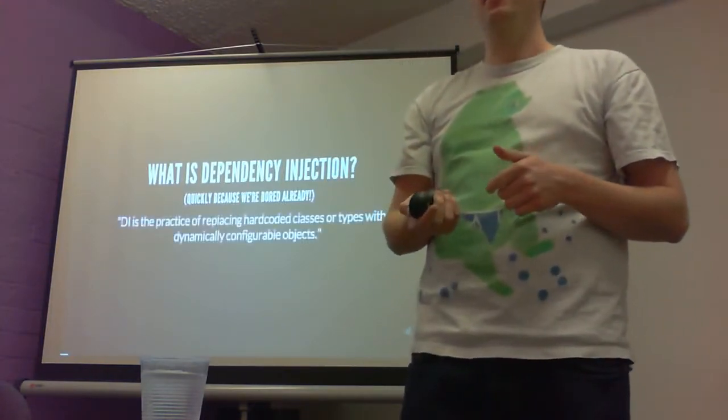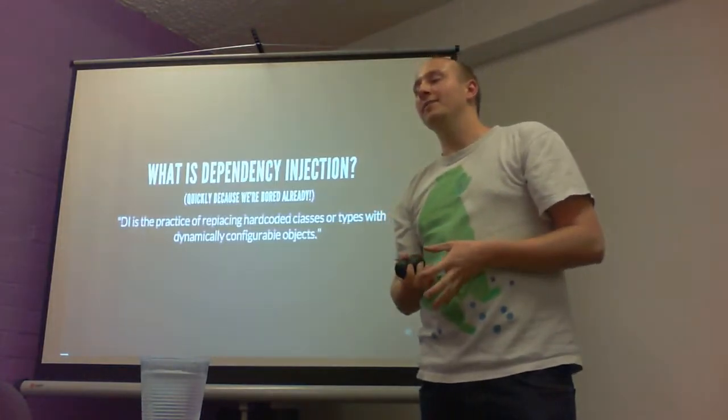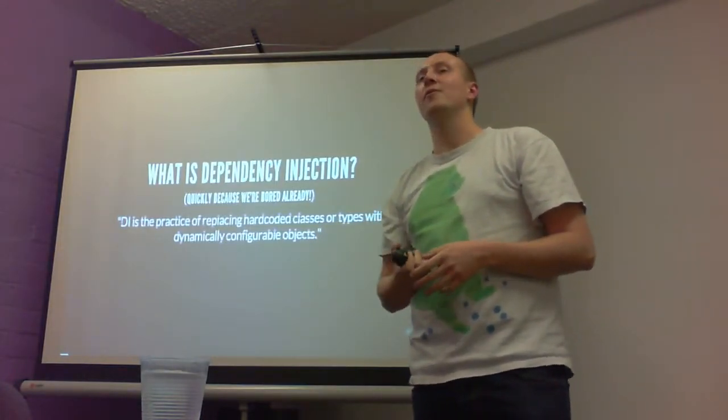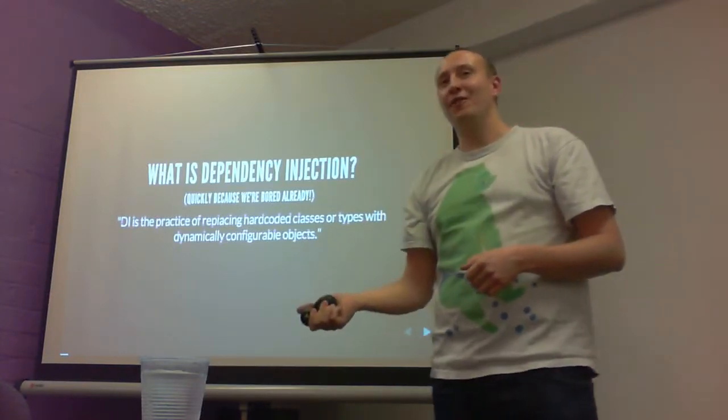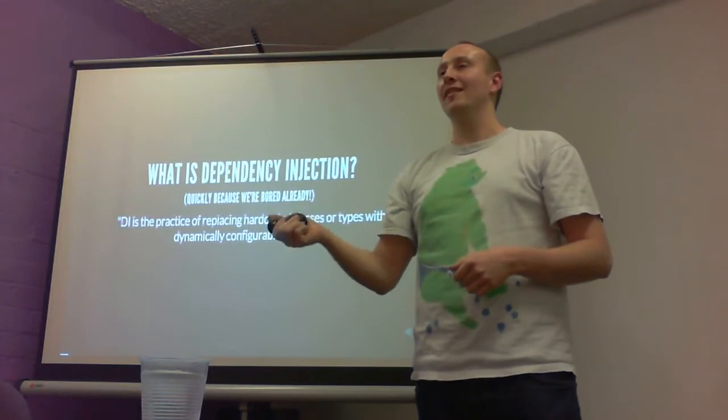Dependency injection is the practice of replacing hard-coded classes or types with dynamically configurable objects. Now the really dumbed-down version of that is: don't put class names inside of the classes.